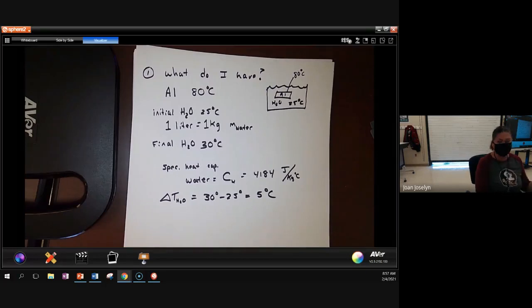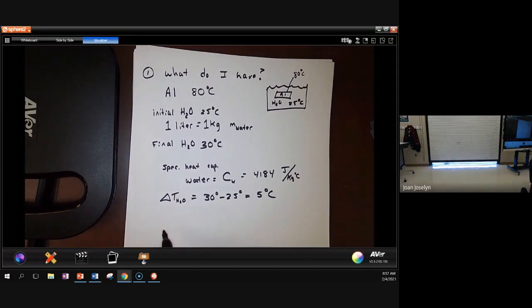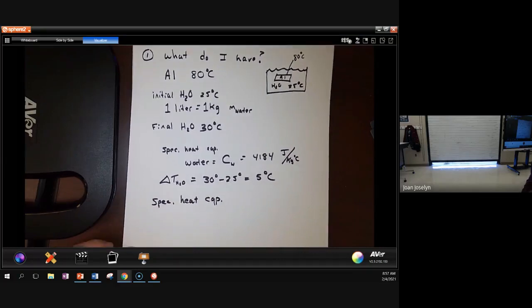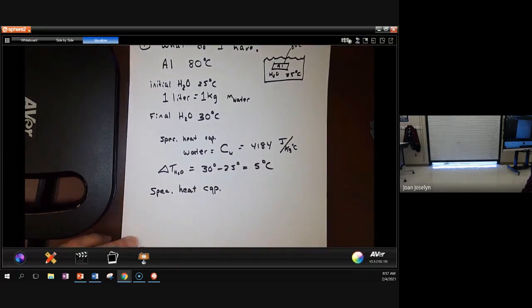I want to do the same thing for aluminum. What's the specific heat capacity? And what's the change in temperature? So we're going to do it again. That's specific, I'm just being lazy there. That's capacity, I'm also being lazy there. And this time I'm going to do it for aluminum.